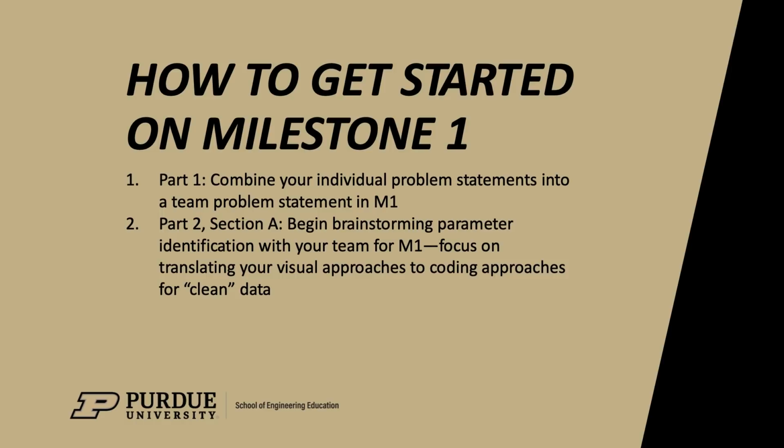Focus on what you did with the visual approach and think about how that might be translated into something automated using code. Don't start Part 2B. We will introduce the messy, noisy data seen in Part 2B in the next project video. Make sure to work on this part of the milestone before next class, because you need to be prepared to move forward in the next class.